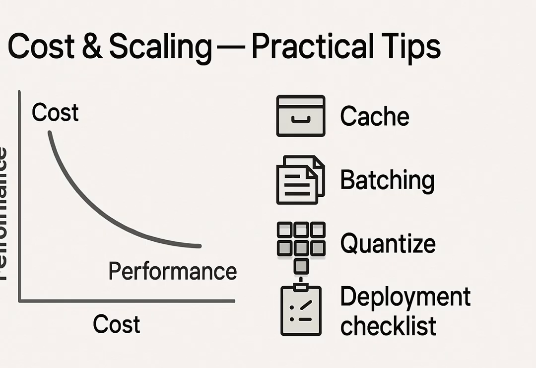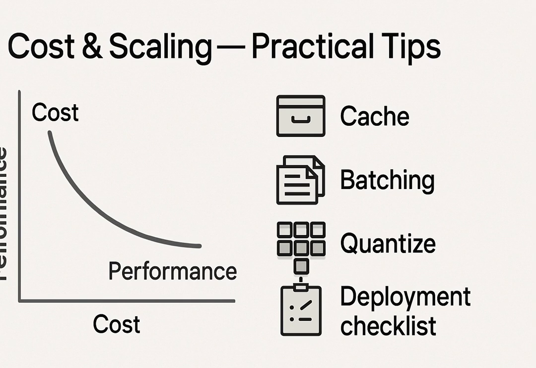Costs and scaling practicalities. Costs: generation and embedding calls cost money. Multimodal and larger models are pricier. Optimization: use smaller models for routing, cache common answers, quantize or use on-device models for latency-sensitive tasks. Scaling: shard vector DBs, use batching for embeddings, and design graceful degradation for outages.